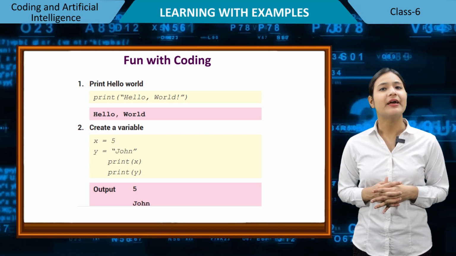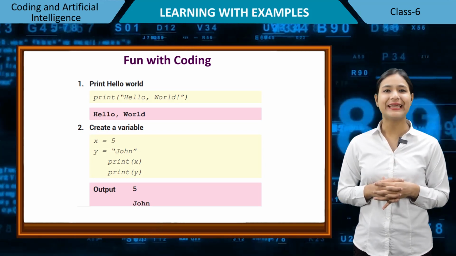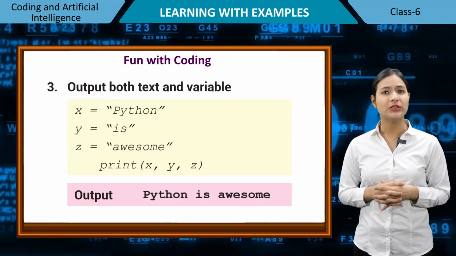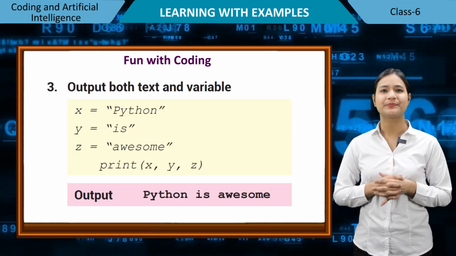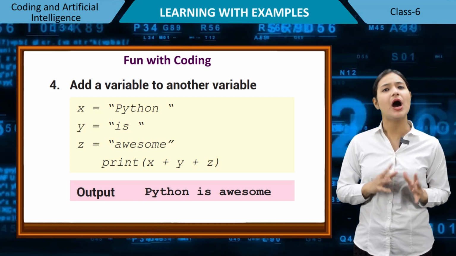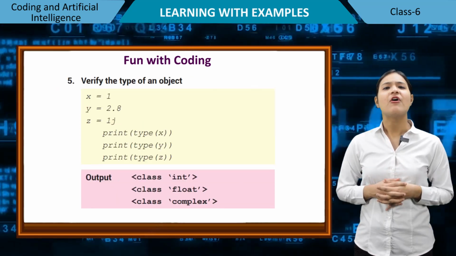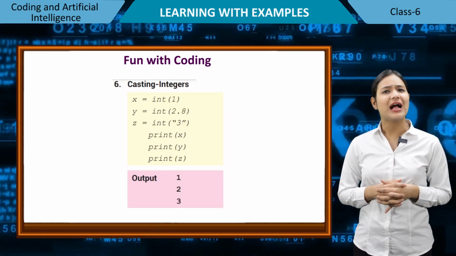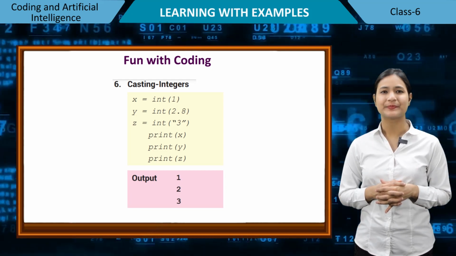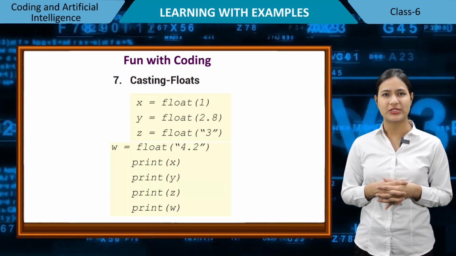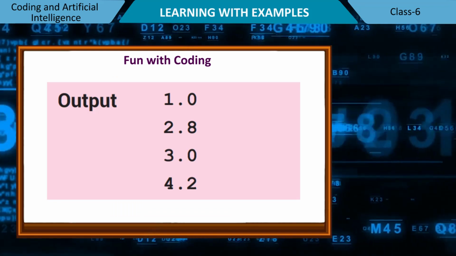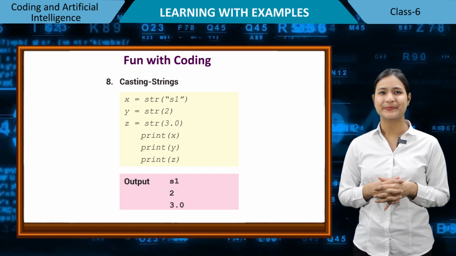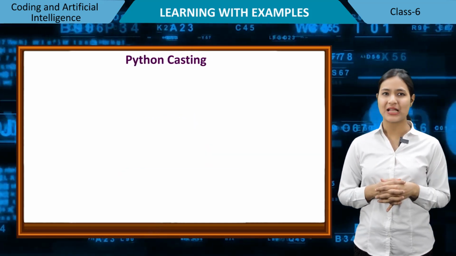Fun with coding. First, print hello world. Second, create a variable. Third, output both text and variable. Fourth, add a variable to another variable. Fifth, verify the type of an object. Sixth, casting integers. Seventh, casting floats. Eighth, casting strings.